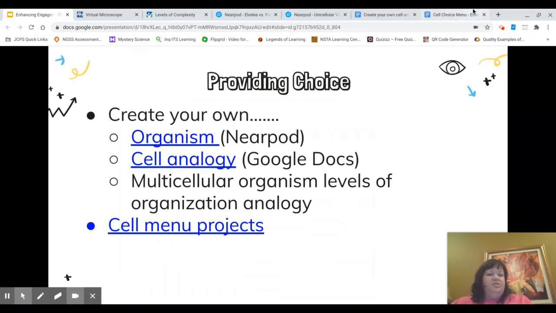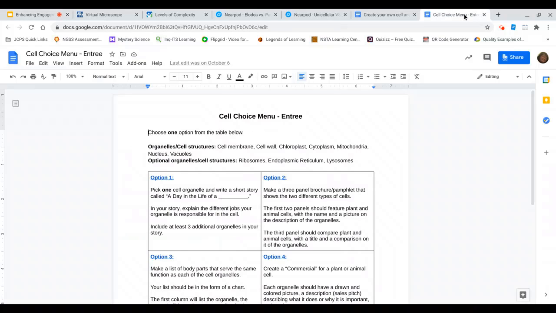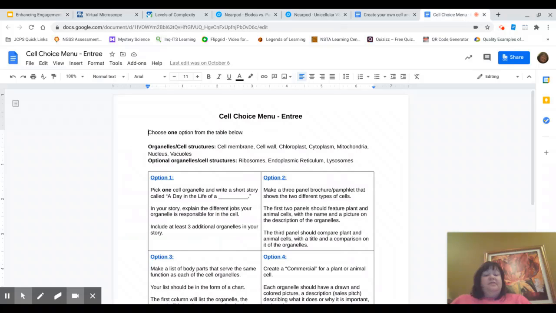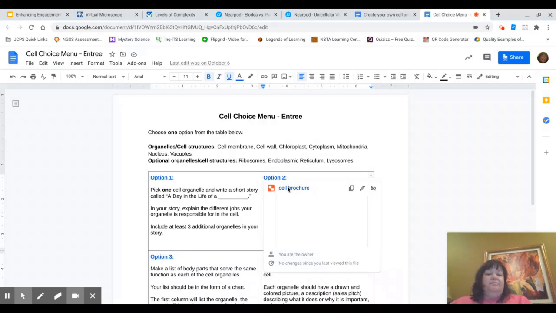And then the last thing I was going to show you with choice was the cell menu projects. It was another way to give them some choice, so that we could make sure they're understanding how a cell works. So we would give them different options, and then to make it equitable, we would give them templates for the options. So if it was a brochure and they wanted to pick the brochure, they could make their own brochure by hand and give us a picture, or they could use the template that we had here, which was a Google Draw template.